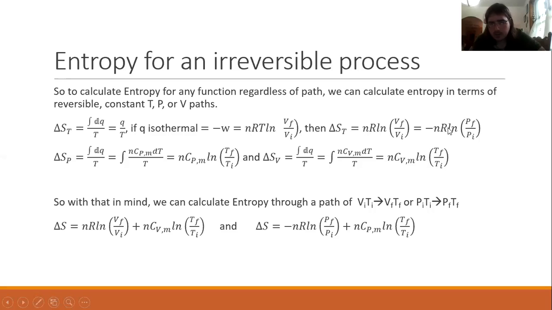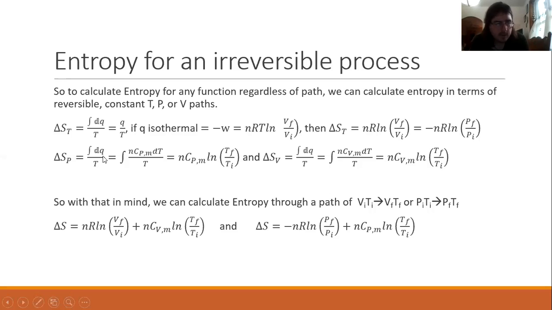We can also set that up with PV equals nRT, exchanging P or V in such a way that this becomes a negative nR natural log PF over PI.